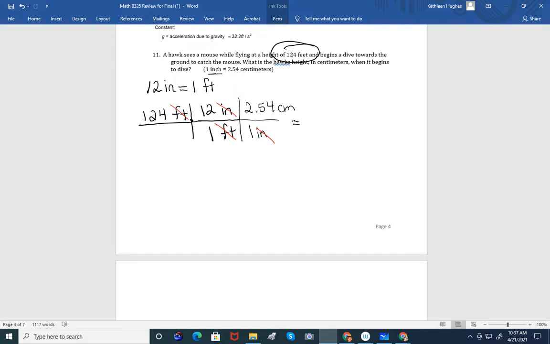So 124 times 12 times 2.54, and we get an answer that's 3,779.52 centimeters. Now, they may ask you to round that to the nearest centimeter. If they want it rounded to the nearest whole number, that would be right here. You would look here and say, okay, round that on up. That would be 3,780 centimeters.